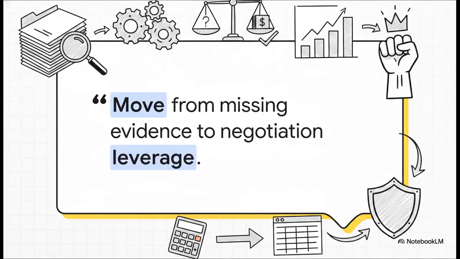Move from missing evidence to negotiation leverage. I mean, that quote perfectly captures why organizing your data this way is a total game changer. When you utilize a tool like this, you're no longer playing defense. You aren't frantically scrambling to find a missing tax return or arguing endlessly over an account balance. Instead, you're looking at a math-backed, undeniable reality. You are strategizing from a position of absolute power.